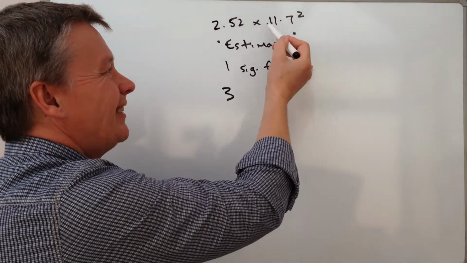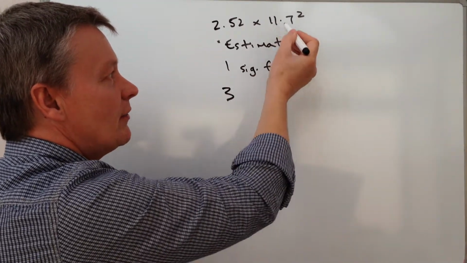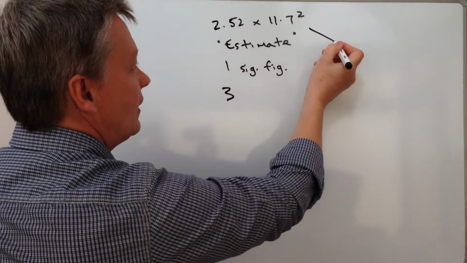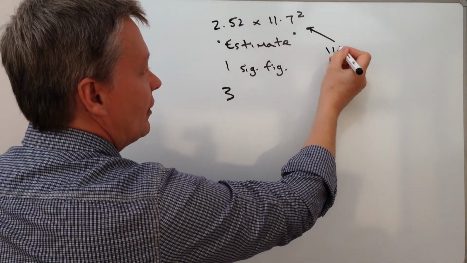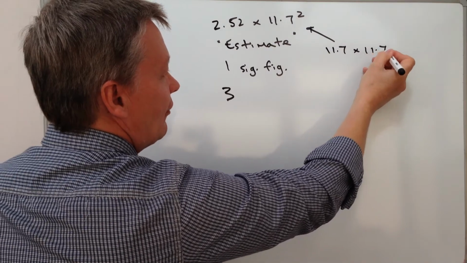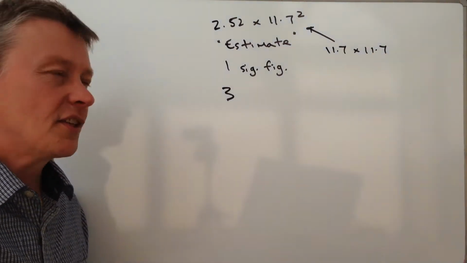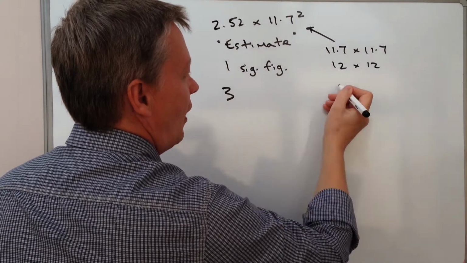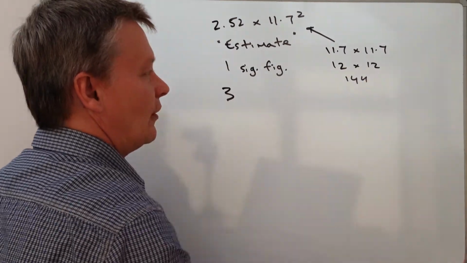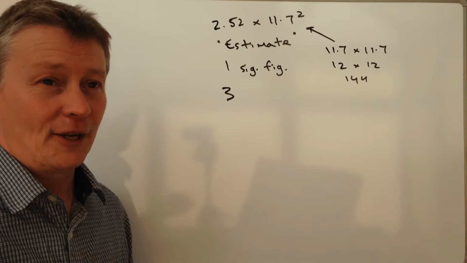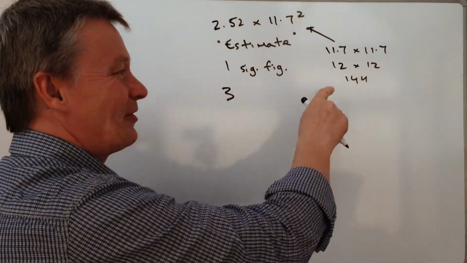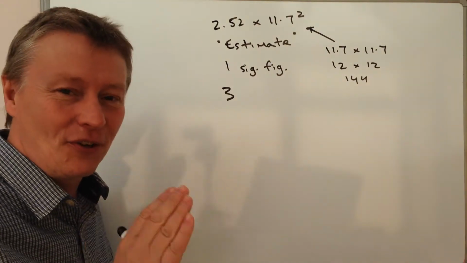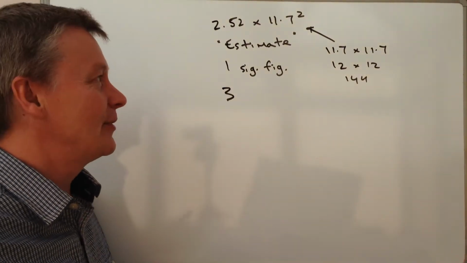This is where it's going to be a little bit more tricky because I've got 11.7 squared. Well, actually, that means 11.7 times 11.7. So you could be tempted to change this to 12 times 12, which is 144, because I know my times tables. Okay, so 12 times 12, 144. However, that's not really the way that we deal with estimation.